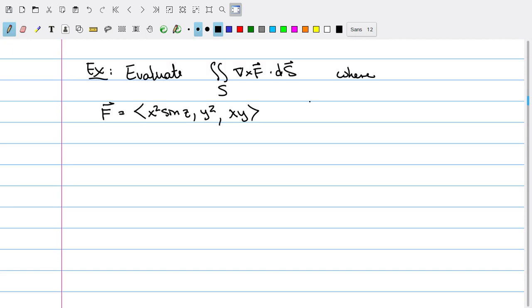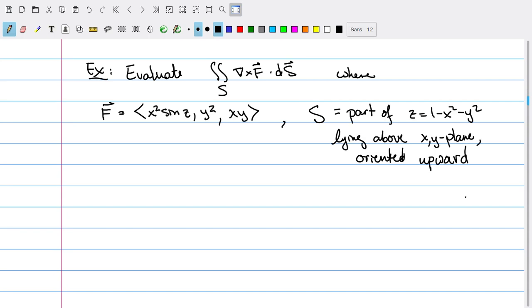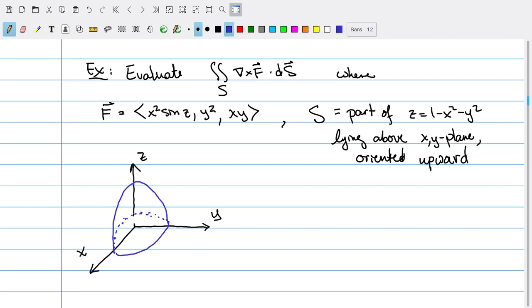Let's do another example going the opposite direction. And in this example, I want to evaluate the double integral over S of the curl of f dot dS, where f here is this vector field x squared sine z, y squared, xy, and S is that oriented surface formed by the part of the paraboloid z equals 1 minus x squared minus y squared, lying above the xy plane and oriented upward. So S is this surface with the bottom cut out, and the orientation on this particular surface is upward, so that these vectors are pointing outwards like this. And the one at the top is pointing straight up, and so on.